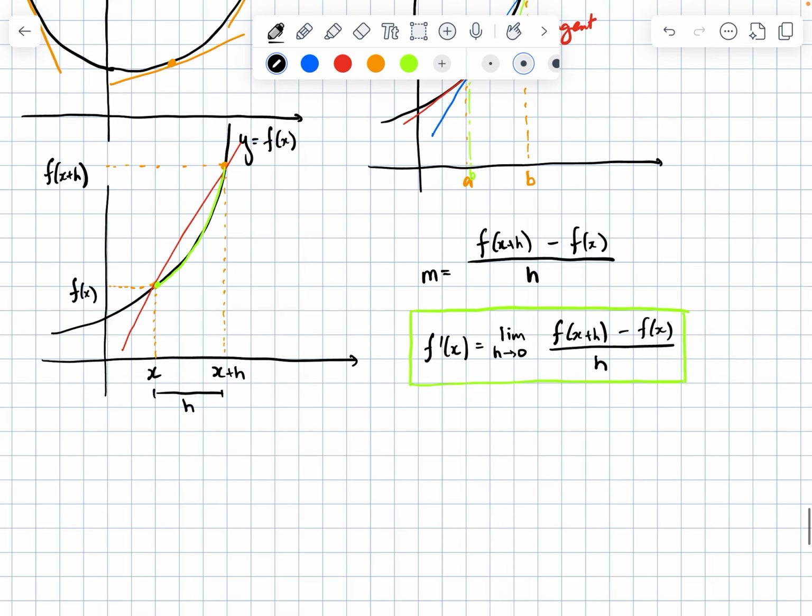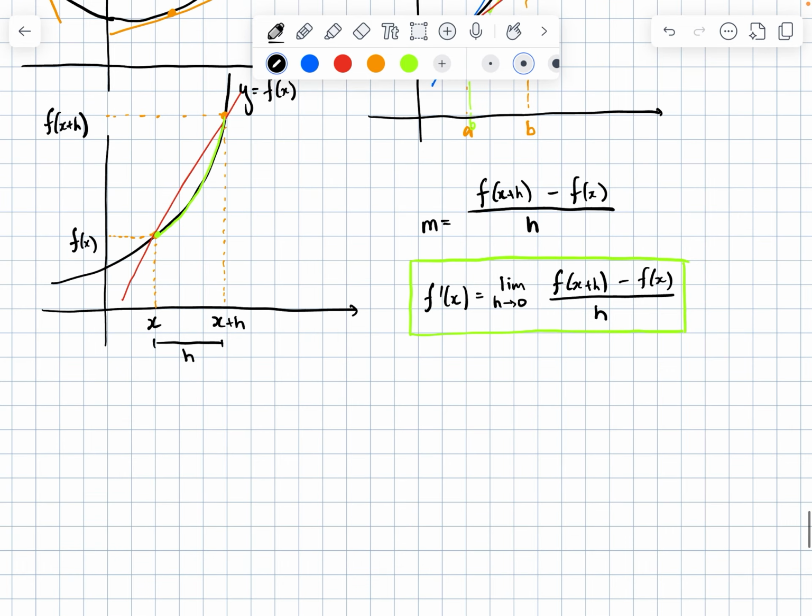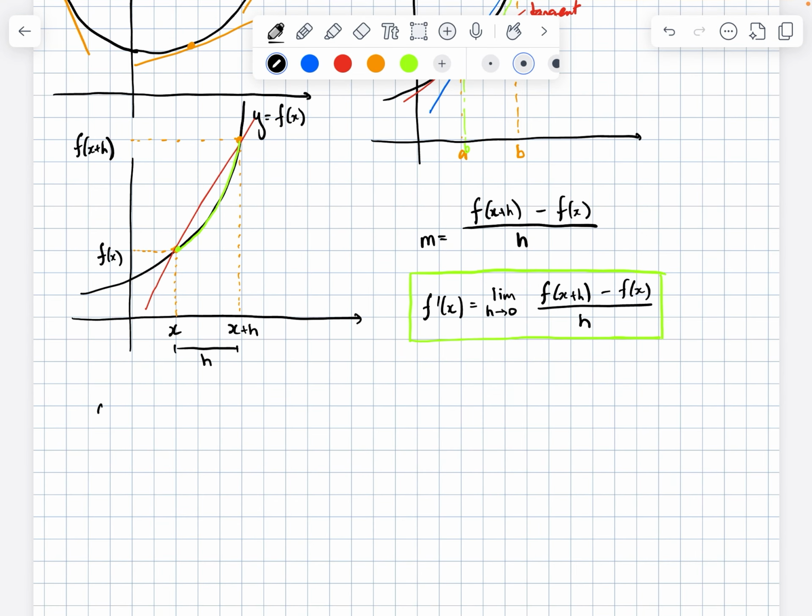For example, say we had a function f of x that is x squared plus 4x plus 3. I want to find what the function of x plus h is, so then I can substitute this into our formula. To do that, all I'm going to do is wherever there's an x, I'm going to change it to x plus h. So x plus h squared plus 4 times x plus h plus 3.